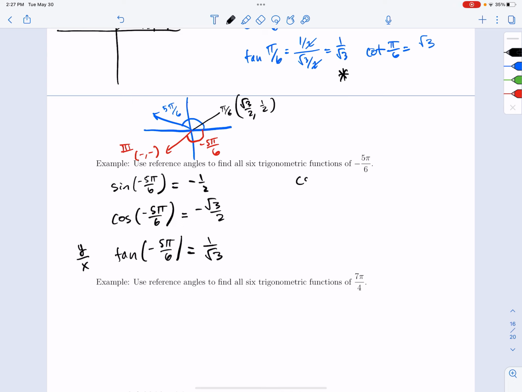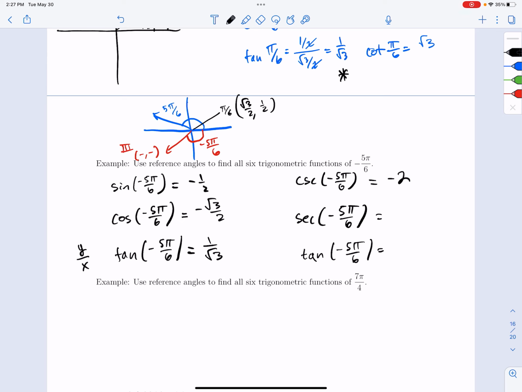And then going through for cosecant, secant, and cotangent, the signs for the reciprocals are all the same as what we previously found. Okay, so cosecant for negative 5 pi over 6, well, that's going to be the reciprocal of negative 1/2, so negative 2. I have secant of negative 5 pi over 6, so that's the reciprocal of negative root 3 over 2, so negative 2 over root 3. And then, oops, this shouldn't say tangent, this should say cotangent. And that's going to be positive root 3 over 1, or just root 3.